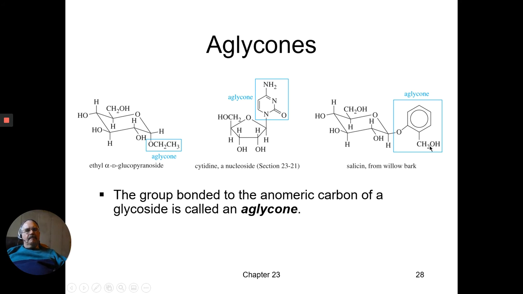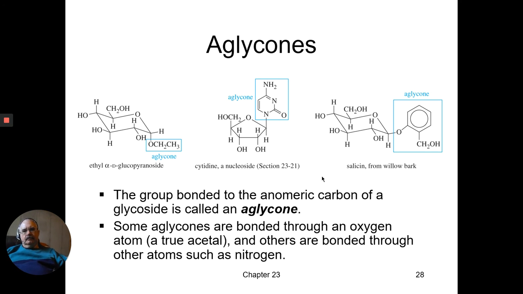Here's another ether, which is an aglycone. This is salicin from willow bark, from which we get salicylic acid. Some aglycones are bonded through an oxygen atom. That's a true acetal. Others are bonded through other atoms, such as nitrogen.